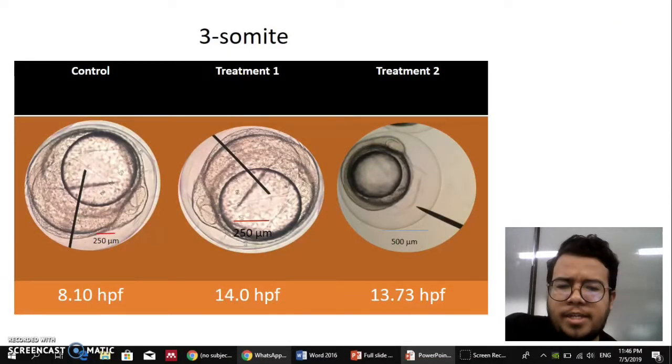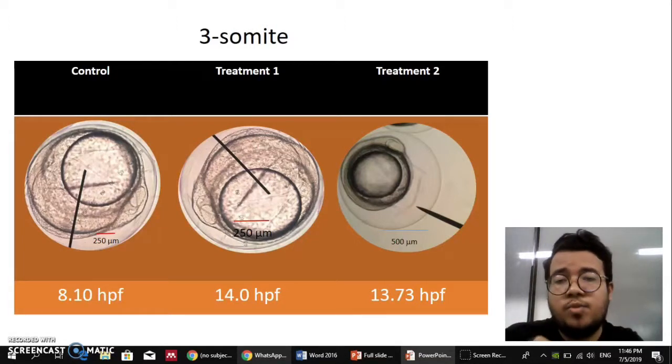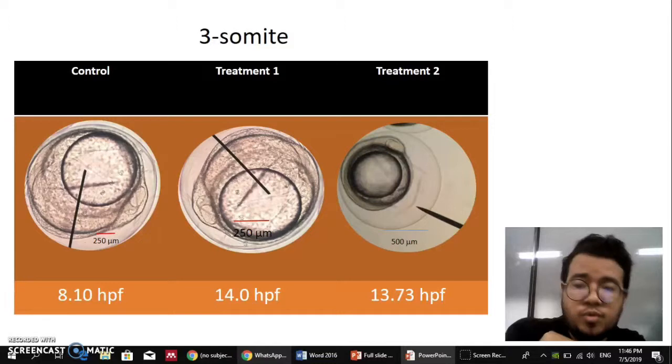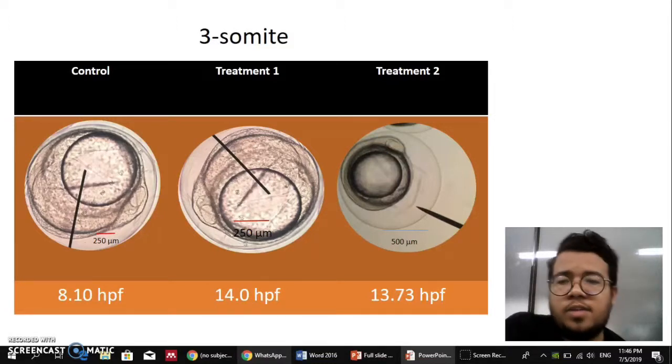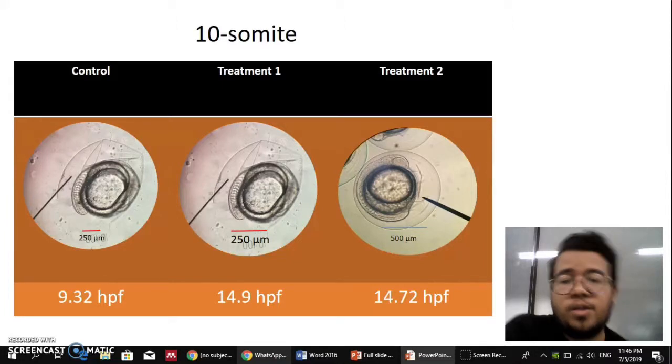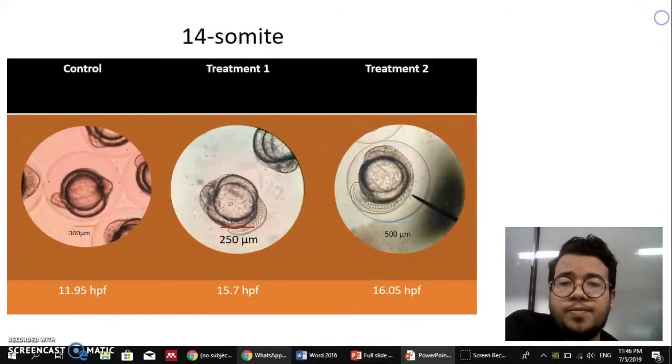For trisomite, treatment 1 is still taking the longest time to go to this stage, followed by treatment 2, and the fastest is control. For tensomite, it's the same as before. Control is the fastest one to go to this stage, while treatment 1 is the longest to go to this stage.